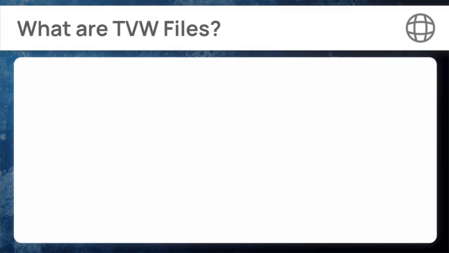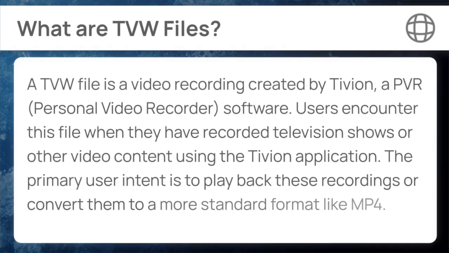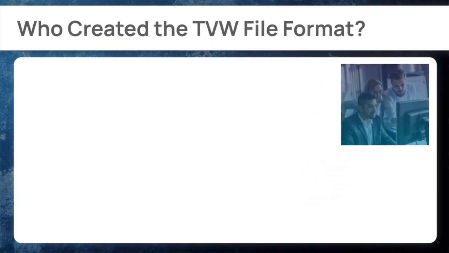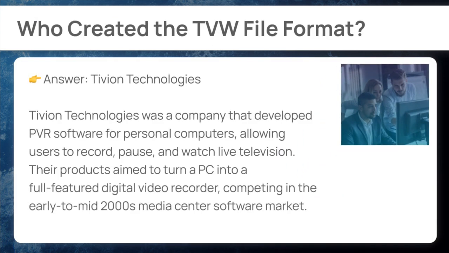A TVW file is a video recording created by Tivion, a PVR, personal video recorder software. Users encounter this file when they have recorded television shows or other video content using the Tivion application. The primary user intent is to play back these recordings or convert them to a more standard format like MP4.